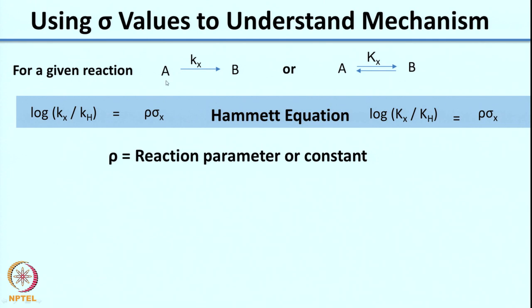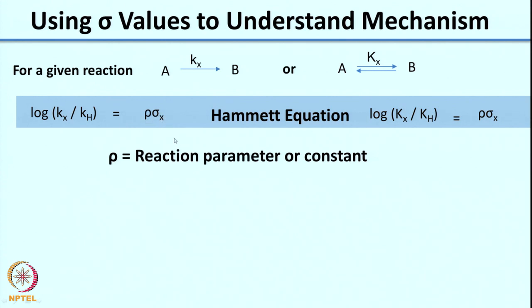So for this, Hammett came up with what is called the Hammett equation. So in the Hammett equation, for a given reaction, remember, we are not talking about benzoic acid dissociation anymore. So imagine any reaction you are taking, you have A going to B, and let us say it goes with a K observed of Kx. You can also have a process under equilibrium where you have A in equilibrium with B and the equilibrium constant given by Kx. Essentially, what the Hammett equation says is that the log of Kx over Kh for this equation A going to B is equal to rho times sigma x.